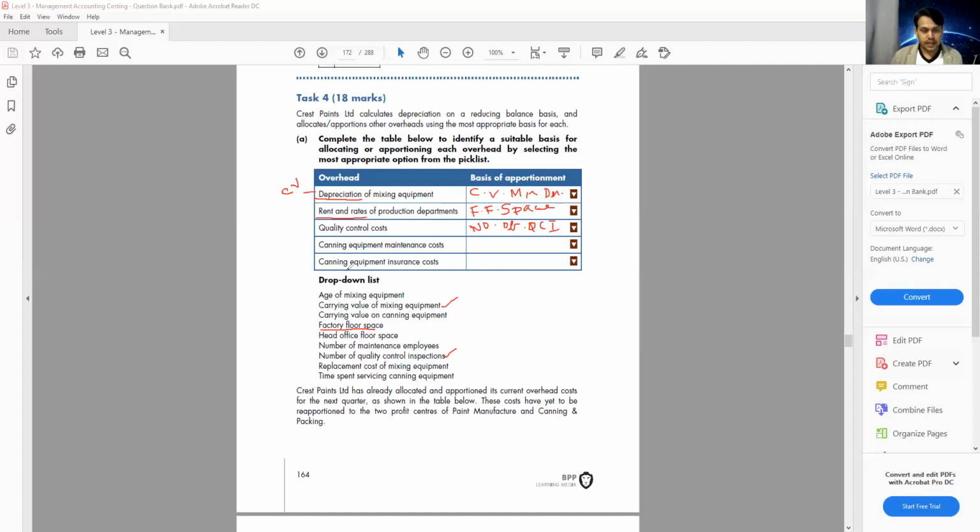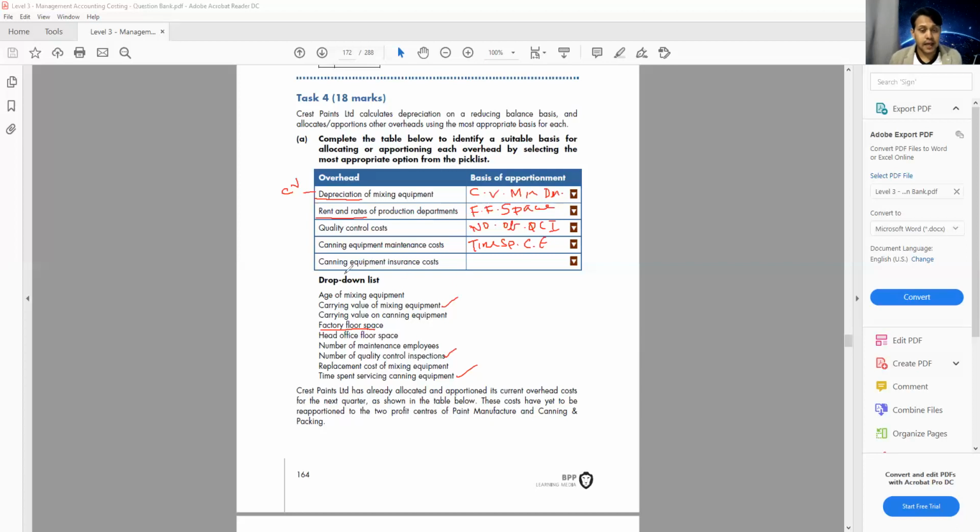Which department? Canning. There's a time spent servicing canning equipment. How long it takes to do the service for the canning department? Time spent on canning equipment.